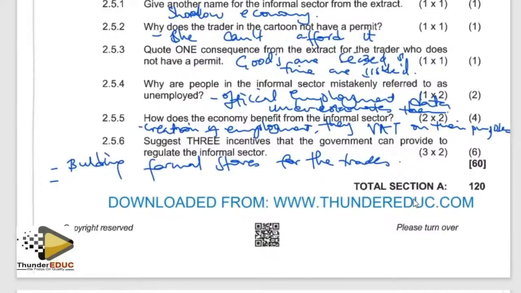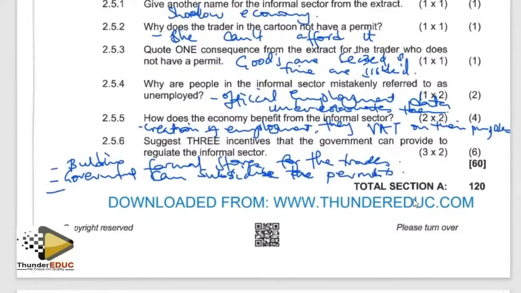Okay, we have seen in the cartoon somewhere that she said she can't afford it. That means it is expensive. So what can the government do? The government can subsidize the permits, so that everyone can easily afford them and be in a position to access them.